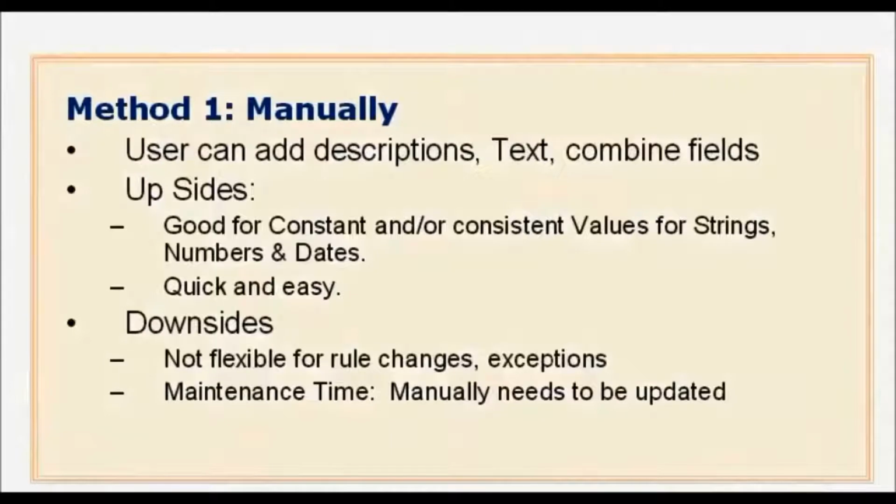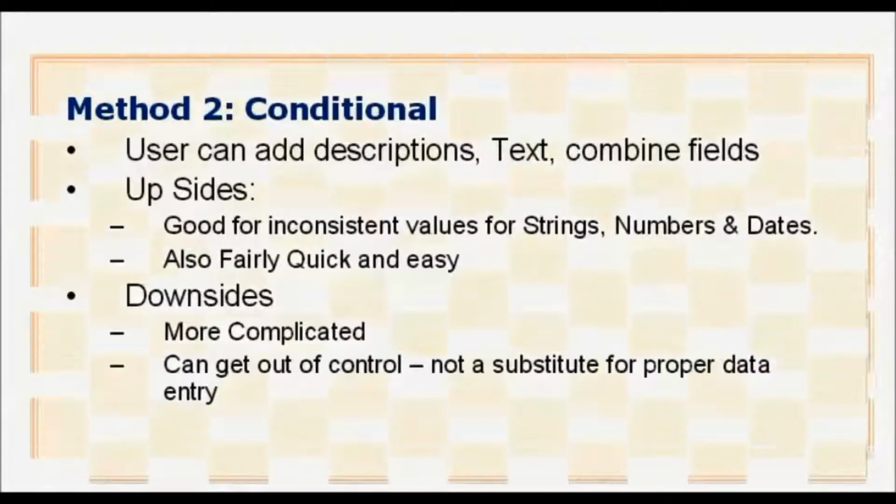The first one you should recognize is manually. The user can add descriptions, text, combine fields using the formula editor. The upsides of this is that it's good for constant and/or consistent values for strings, numbers, and dates. It's quick and easy. The downside is it's not very flexible for rule changes or exceptions, and the maintenance time. Every time something changes, you have to manually update all of your formulas.